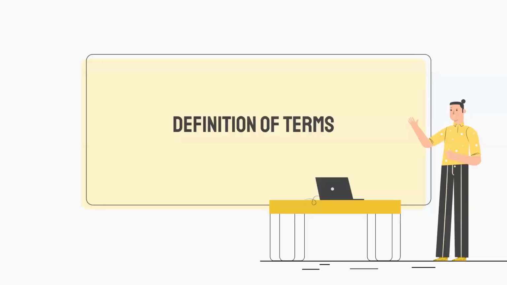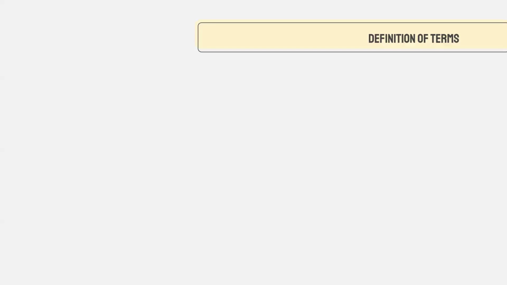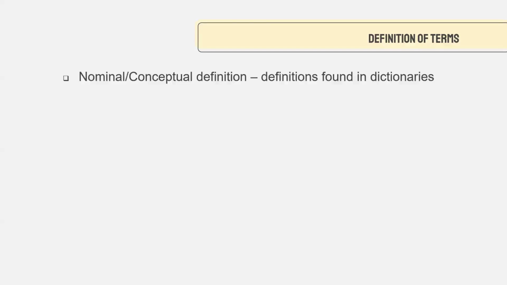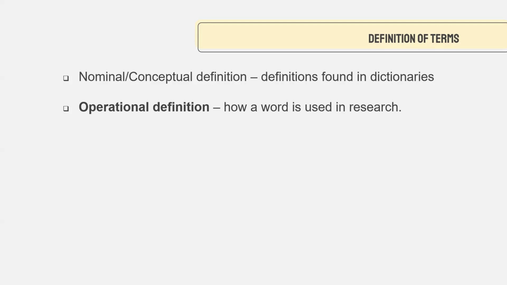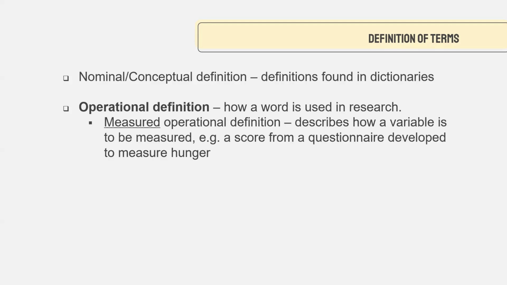Okay, for definition of terms, we have nominal or conceptual definition, which is the definition found in dictionaries. You can use that for terms that some readers may not understand or are not familiar with, but this is optional only. Even the operational definition is optional if there are just some terms that you need to explain how you use them in your research. So we have measured operational definition, which describes how a variable is to be measured.